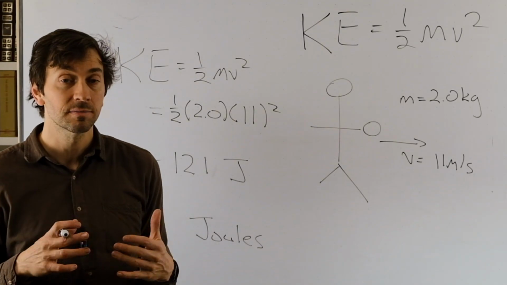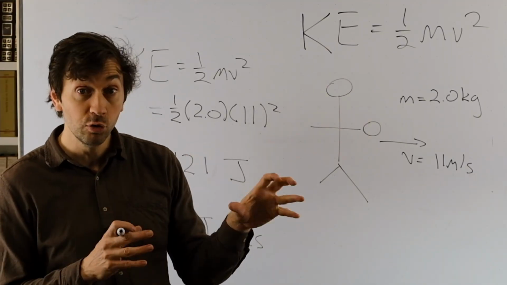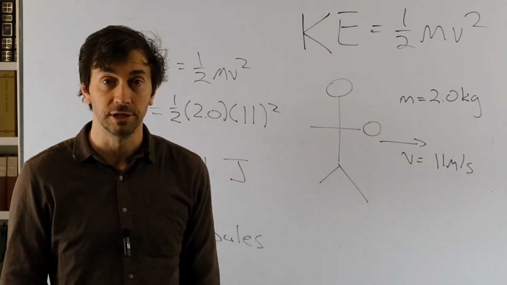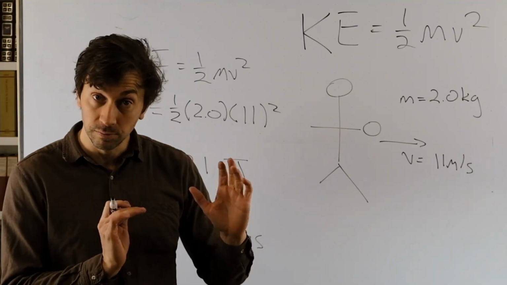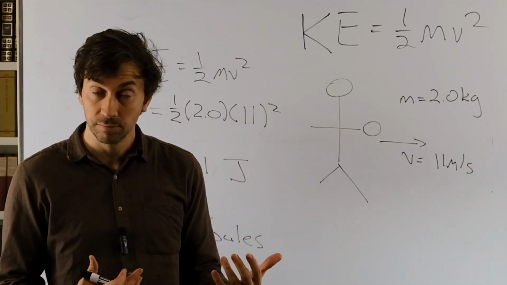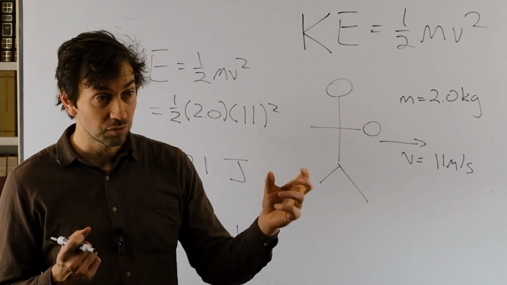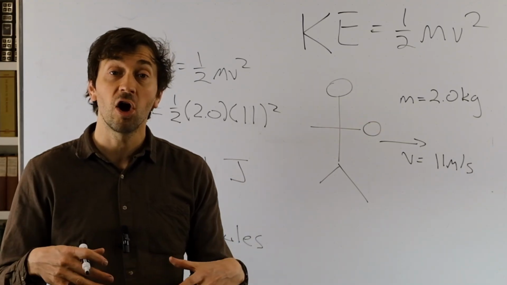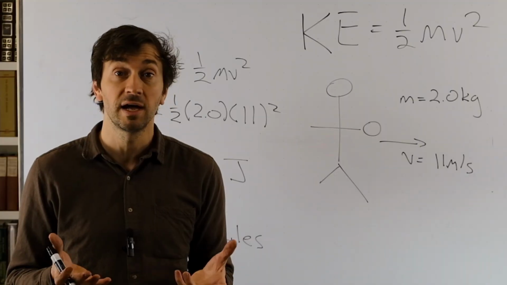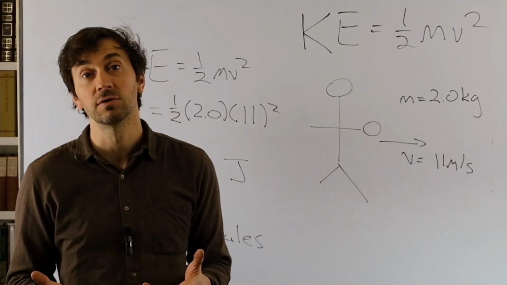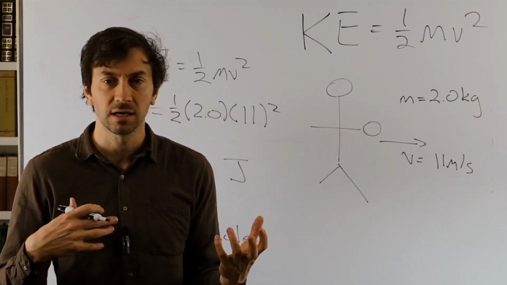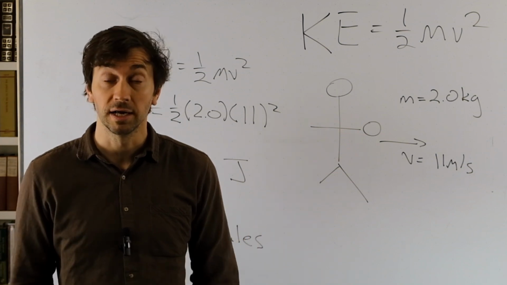Any mass, any object that has mass that's moving has kinetic energy. A car that's moving has kinetic energy. A ball that's thrown has kinetic energy. If a car is sitting there and the velocity is 0, then it has no kinetic energy. So you need to have mass and velocity, and then you get kinetic energy.